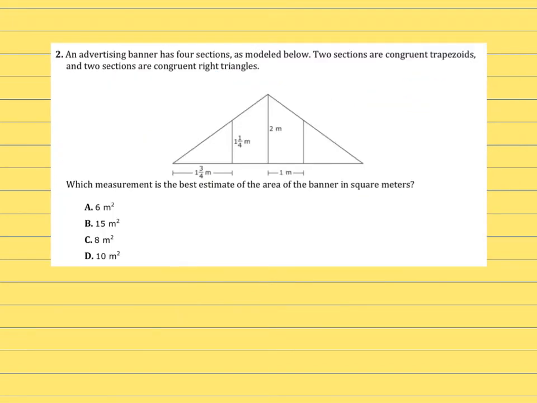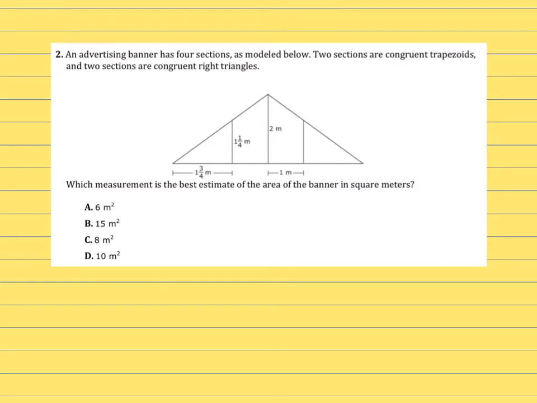Question number 2. An advertising banner has 4 sections as modeled below. 2 sections are congruent trapezoids, and 2 sections are congruent right triangles. Which measurement is the best estimate for the area of the banner in square meters? So for me, this is a lot of different things going on, but ultimately, I just need to know the area of this banner. I don't care what's all on the inside. I need all of it.